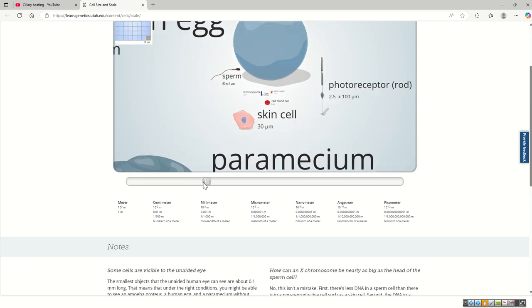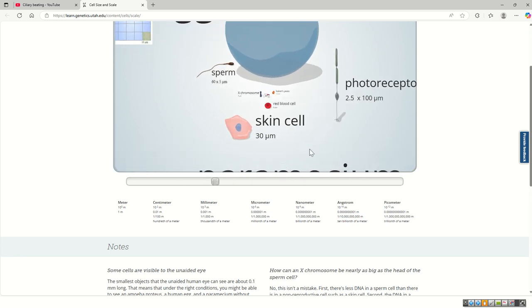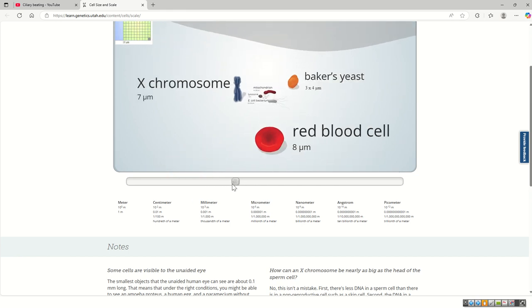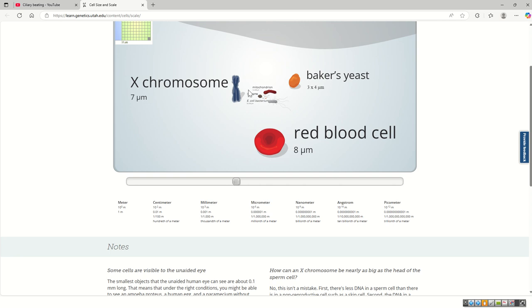Then we have some other human cells. We have a photoreceptor. That's the thing in your eye that responds to light. We have your skin cells. Here's your little tiny red blood cell. You can see it is really, really small. And then we see chromosomes, which are, again, going to be inside the cell. Now, this one looks really big compared to this red blood cell, but this is not as compressed as the chromosomes can be. So they do obviously fit inside cells.